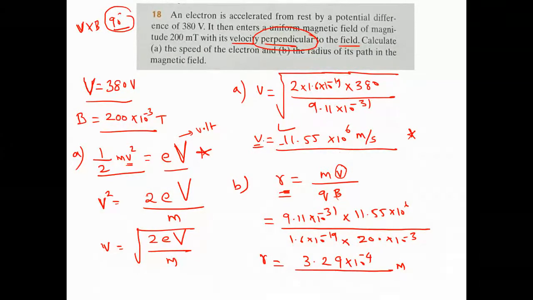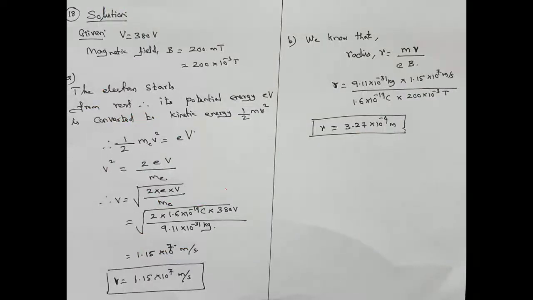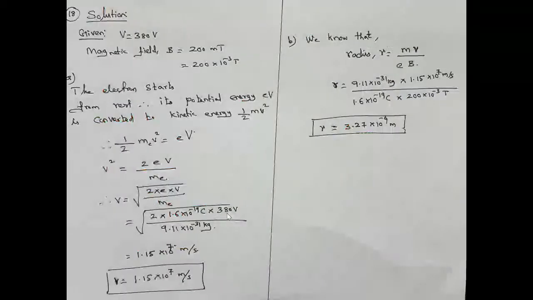As we check our answer, 11.55 multiplied by 10 to the power of 6, my dear, this is not negative. Here I got 1.15 times 10 to the power of 7. Both are correct. You gave the answer in terms of 6, but I gave the answer in terms of 7. Both answers are correct. And what is our radius value? 3.29 we got. Here we got 3.27. Maybe some small difference will be there. So both answers are correct. Am I right?